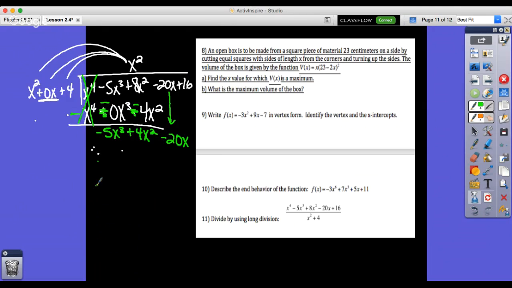You can, but I would just leave it because you have 3 here. You just need 3 to match up on this green side here. So now what do I do? Just start the process over again. So what times x squared gets me the negative 5x to the third? You just keep doing that.